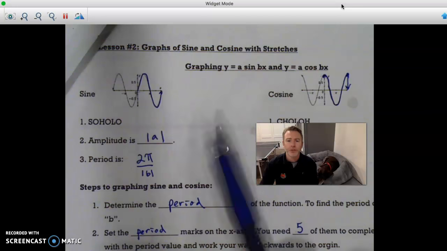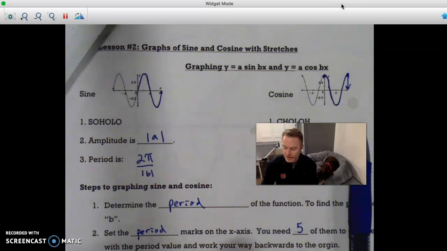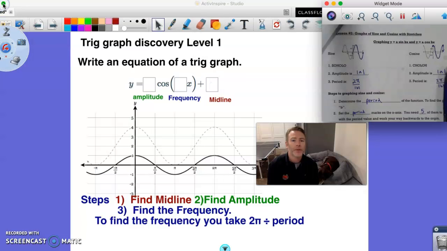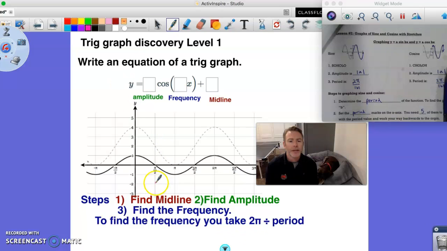We're going to use those two to write some equations for trig graphs. I have broken this down into 3 steps. The first one is to find the midline. Then we find the amplitude, and the third is to find the frequency.